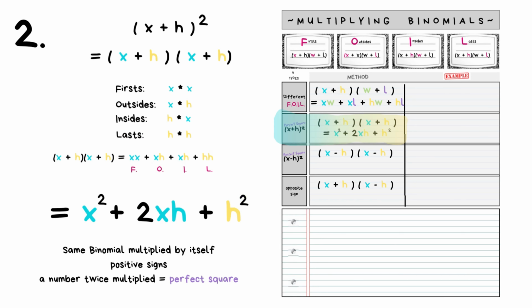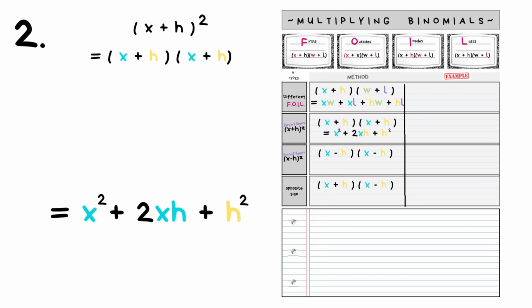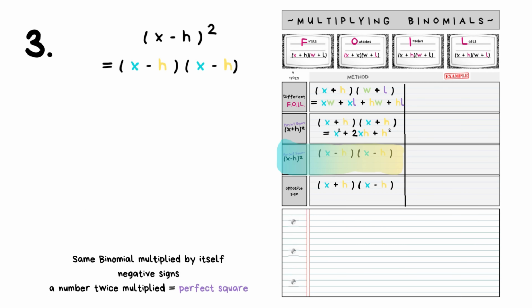If you see two of the same thing multiplied together, that is a perfect square. If you see a perfect square binomial with addition, the pattern is always x squared plus 2xh plus h squared. Again, we are multiplying the same binomial times itself, so we have created another perfect square.